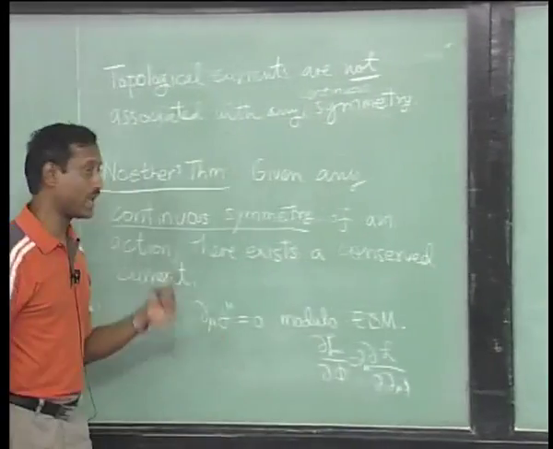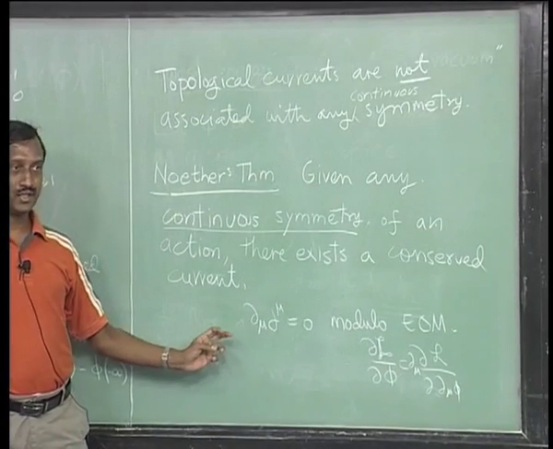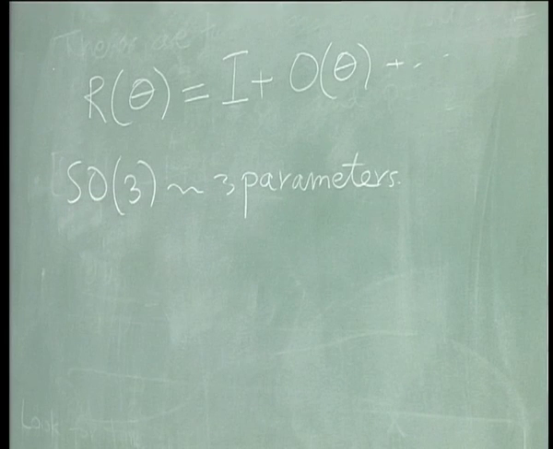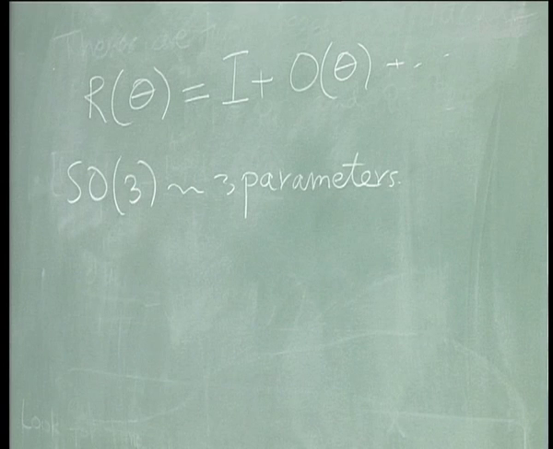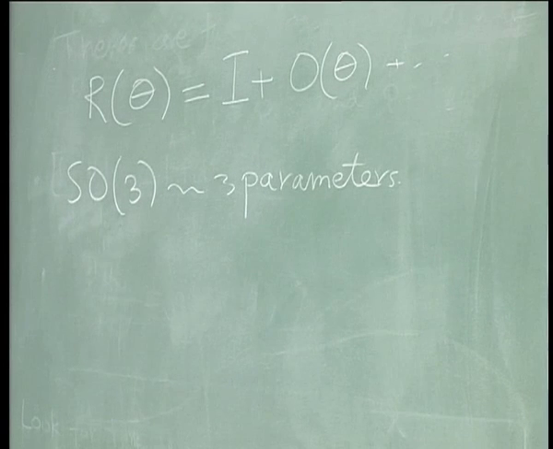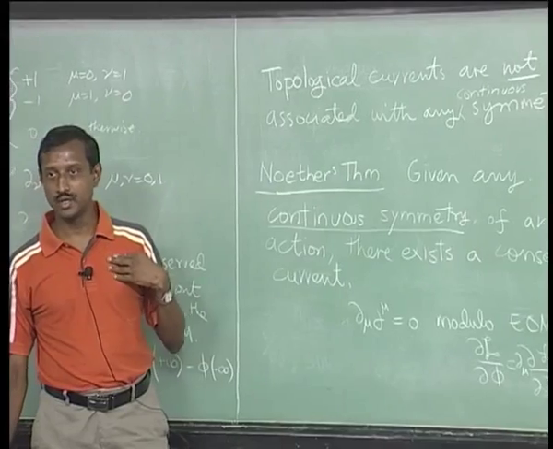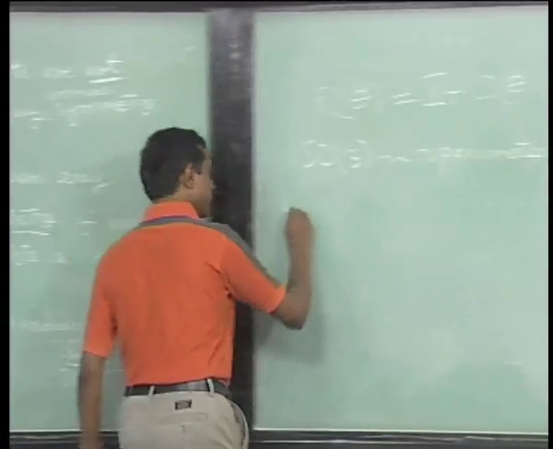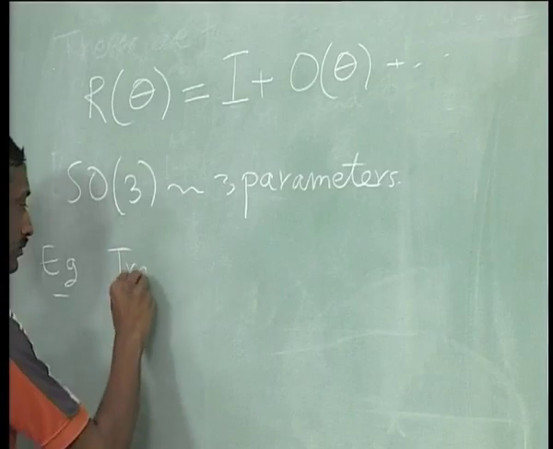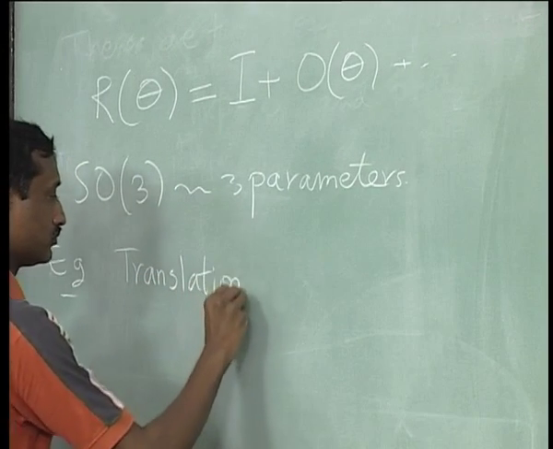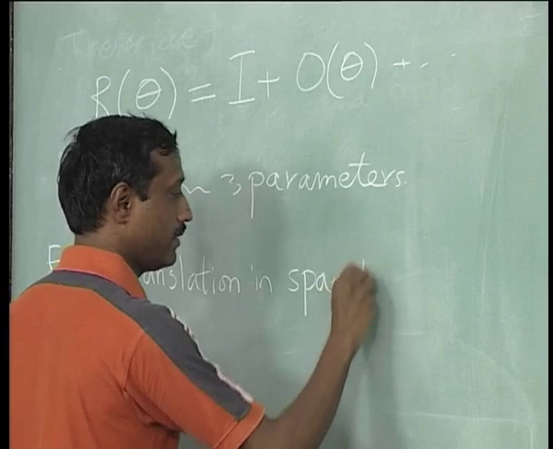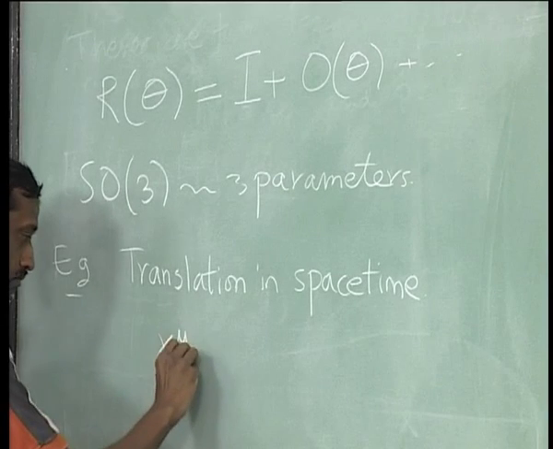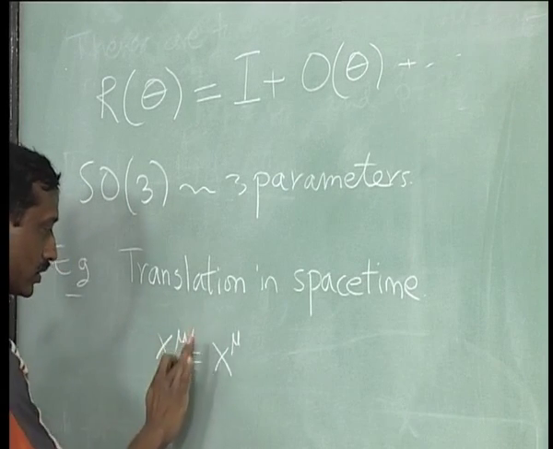What this tells you is that for every such parameter, there is a conserved current. So if you have a rotation SO3 kind of invariance, you will have 3 conserved currents and conserved charges. If you have n parameters which parameterize your continuous symmetries, then you will have n independent currents. The example which we will look at now is that of translations in space and time. Let us put a tilde here.